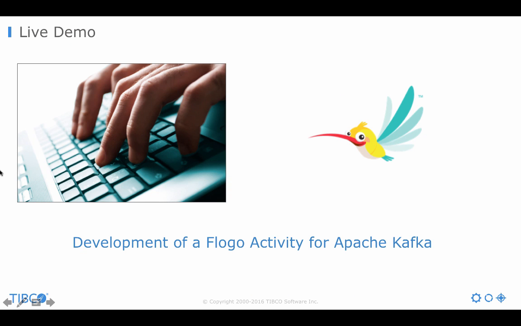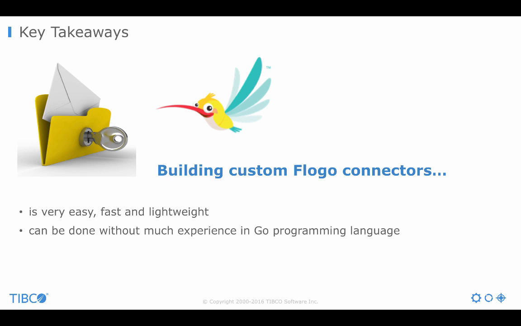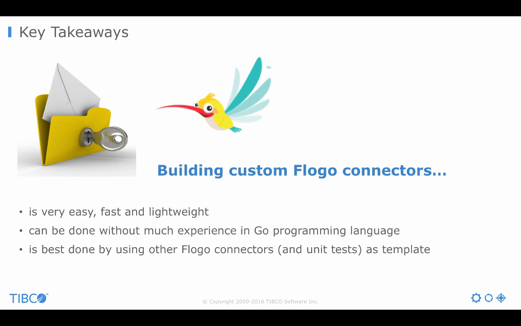That is my demo, so I hope that was helpful if you want to build your own ones. Let's summarize the key takeaways. Building custom Flogo connectors for both triggers and activities is very easy, fast and lightweight. As you have seen, that's the benefit of the Go programming language. And it really can be done without much experience in Go. So it's pretty easy for getting started in a few hours if you have some experience with other programming languages. It's best done, I think, by using templates from other connectors, because then you don't have to think too much about the concepts of Flogo in the beginning, but really just build your own connectors. And then you learn more and more about the details of Flogo concepts while implementing this.